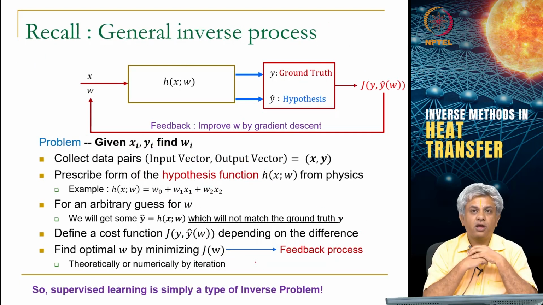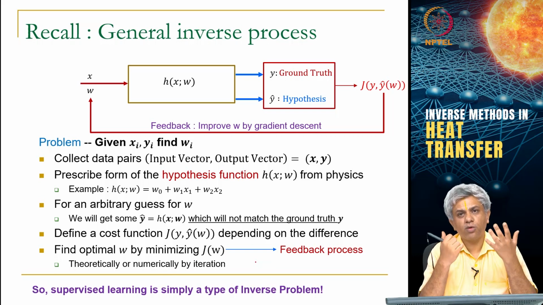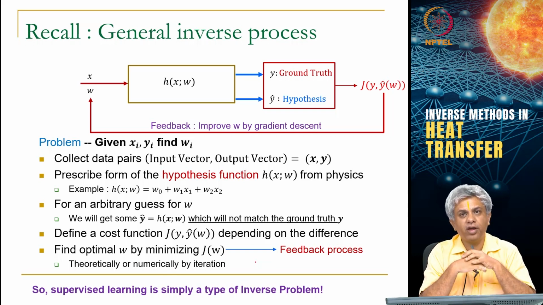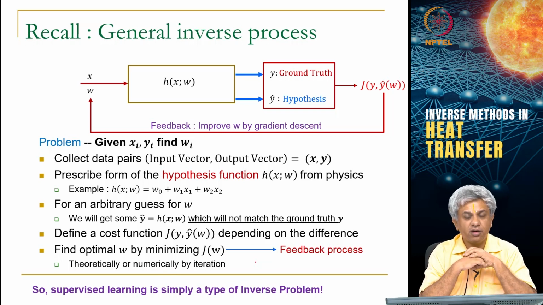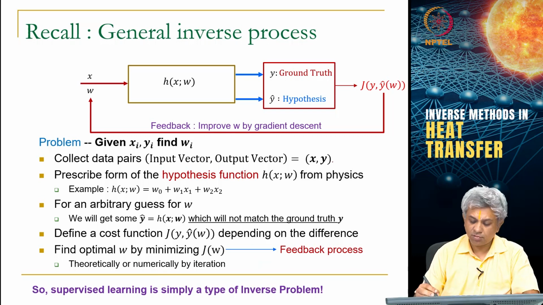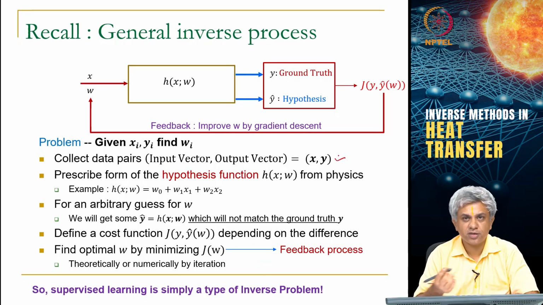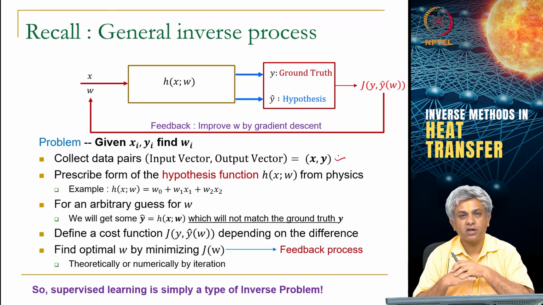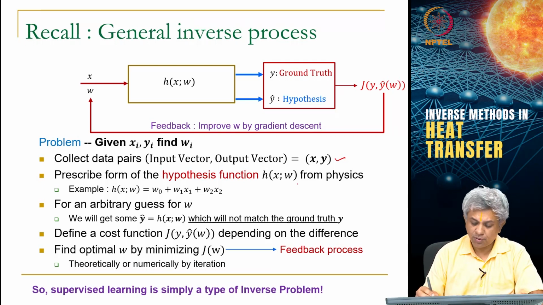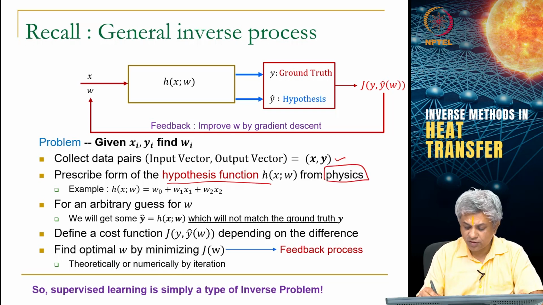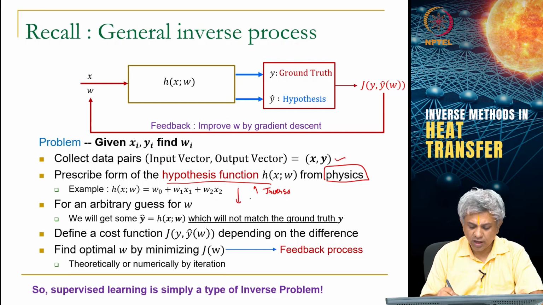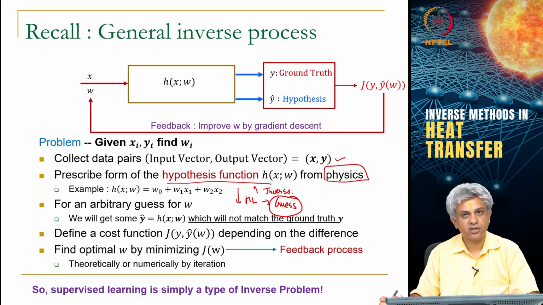Now, you might remember I had almost exactly the same slide, maybe in week 3 or week 4, when I was talking about the general inverse process. In fact, it is the same thing. You collect data pairs. I did not say lots of data points because inverse is dependent on the measurement that we are doing. You prescribe the hypothesis function. However, this comes from physics. This is for general inverse. If you are doing ML, you have to guess this form, this hypothesis function. How do we do a systematic guess? We will come to that again.